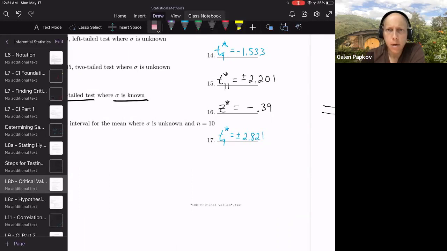Hopefully this helped make you feel a bit stronger about finding critical values when you're doing hypothesis testing. The next step is going to be putting all of this together in order to actually thoroughly, from beginning to end, conduct a hypothesis test.